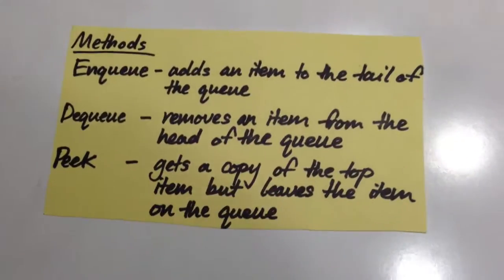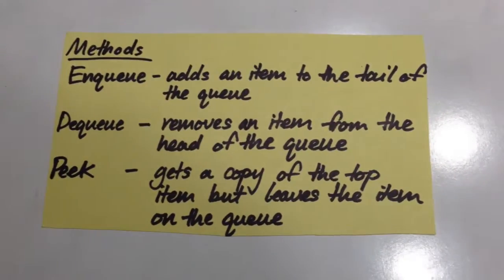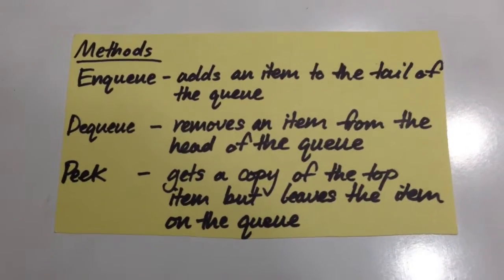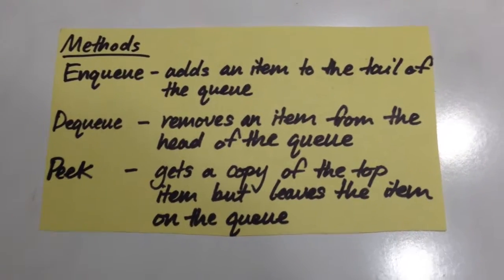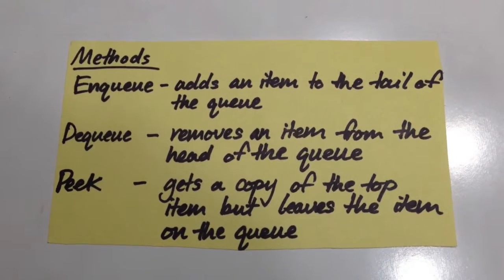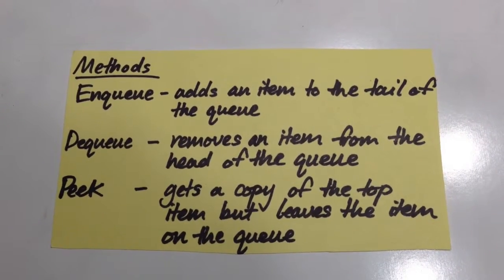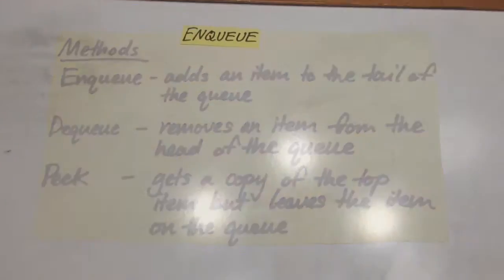So I'm going to be implementing these methods in a queue: an enqueue, a dequeue, and a peek. An enqueue is basically an add method. It's going to add to the tail of the queue. A dequeue is going to remove an item from the head of the queue. And a peek gets a copy of the top item, but leaves the item on the queue.